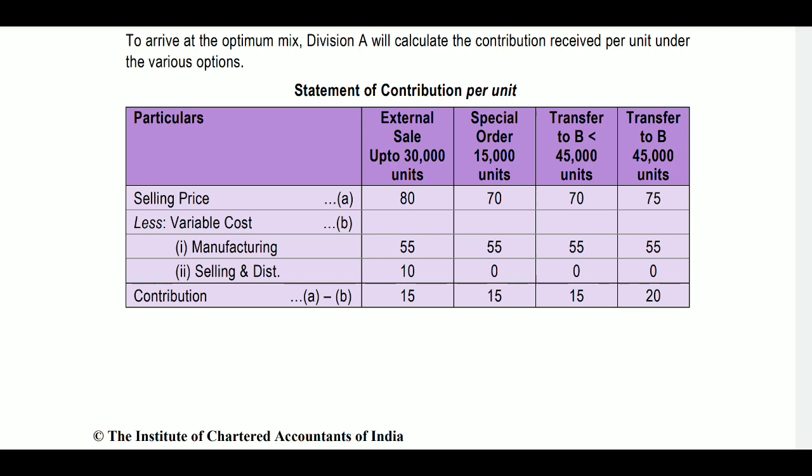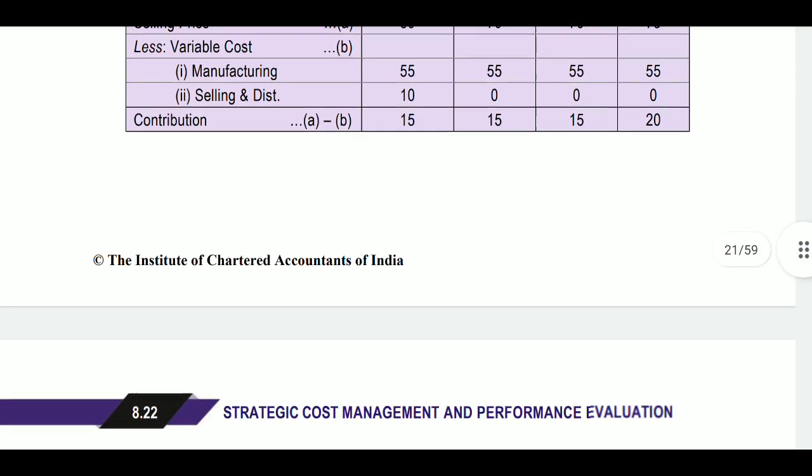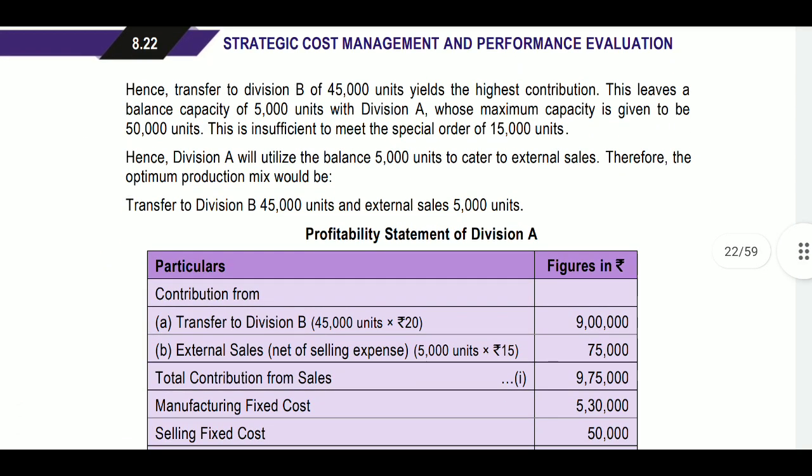With selling and distribution cost only in the external market, the contribution will be 15, 15, 15, 20. Next, hence, transfer to division B of 45,000 units yields the highest contribution. This leaves a balance capacity of 5,000 units to cater to external sales. Therefore, the optimum production mix would be transfer to division B of 45,000 units and external sales of 5,000, where we will calculate the profitability.